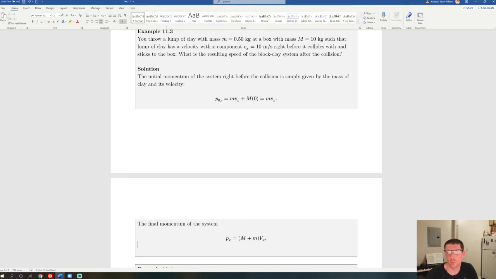So this is it. We've written out the initial momentum of the system and the final momentum of the system. And so we equate the initial momentum of the system to the final momentum of the system.